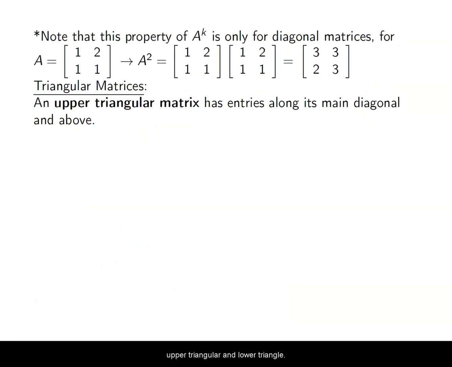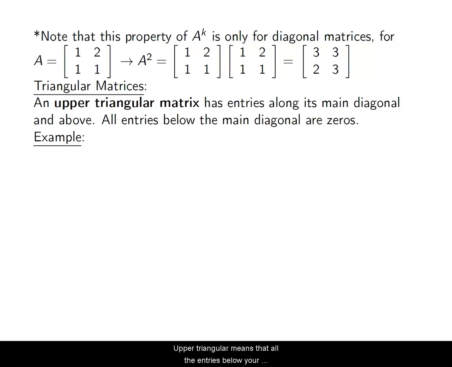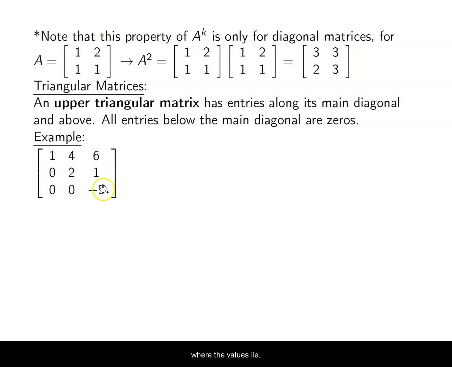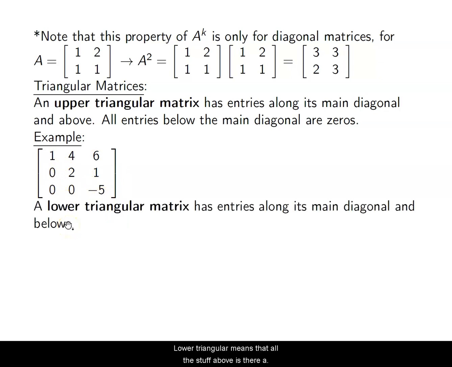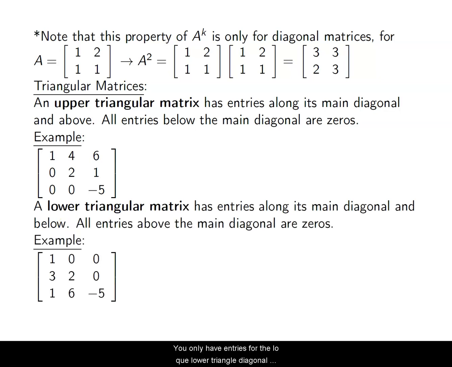Okay, so we have what's called upper triangular and lower triangular. Upper triangular means that all the entries below your main diagonal are 0. It's upper triangular because that's where the values lie. So notice that main diagonal, everything below is 0. Lower triangular means that all the stuff above is 0 and you only have entries below. Lower triangular because that's where everything is. Upper triangular because that's where everything is. Everything else is 0.